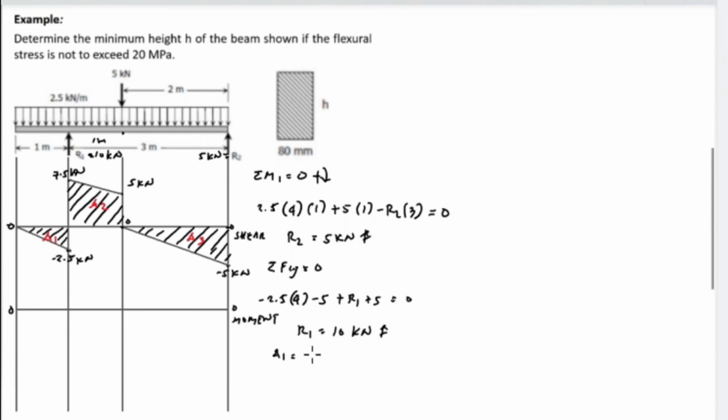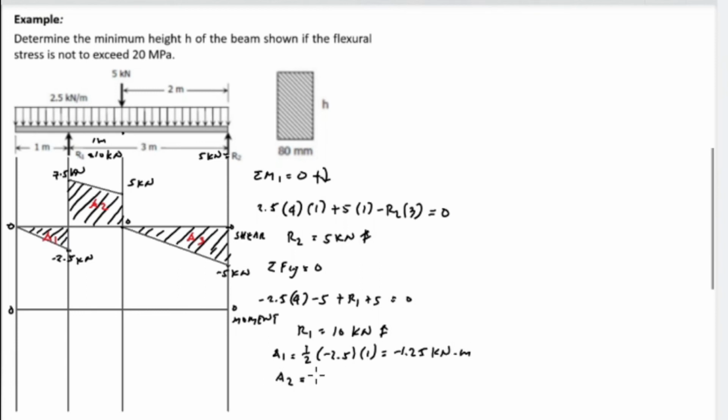is a triangle which is 1/2 times base times height, or 1/2 of negative 2.5, and the distance is 1 meter. And the value is negative 2.5 divided by 2 is negative 1.25. The unit is kilonewton meter.